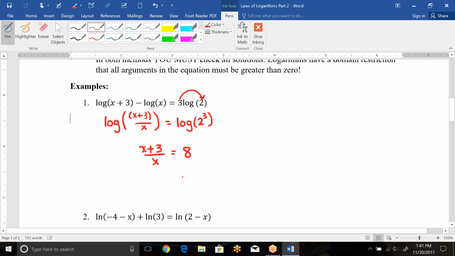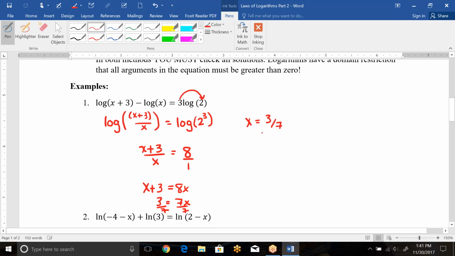That is 8. And then I would try to solve for x. So I'm going to think of this as 8 over 1, and I'm going to cross multiply. So this would be x plus 3 equals 8x. I would subtract over the x. So that's 7x. Divide by 7. So I think my solution is 3/7.